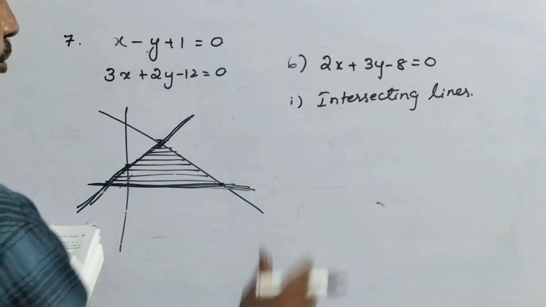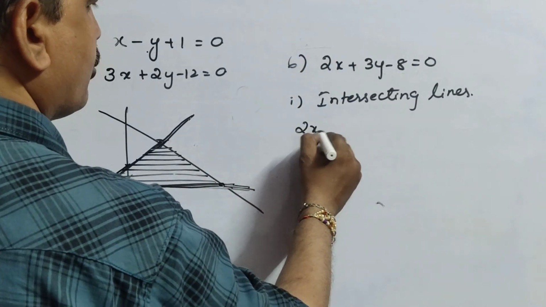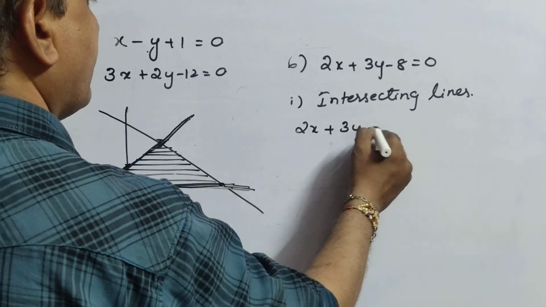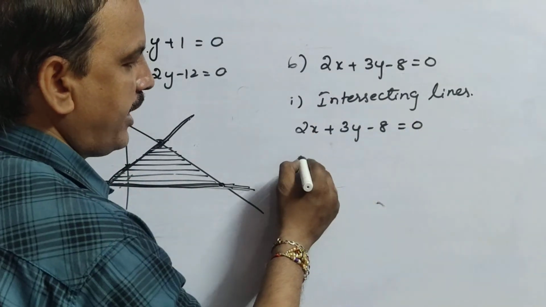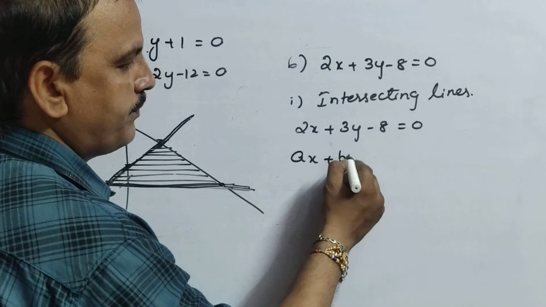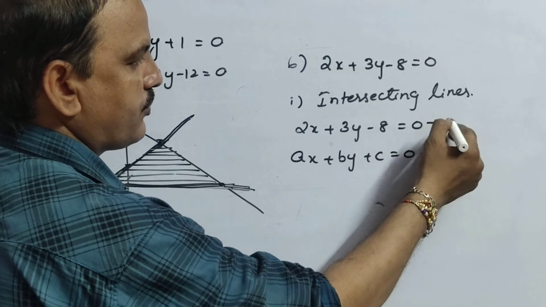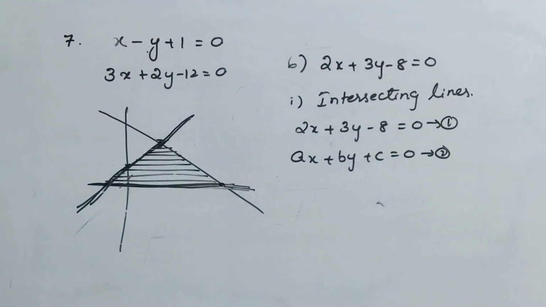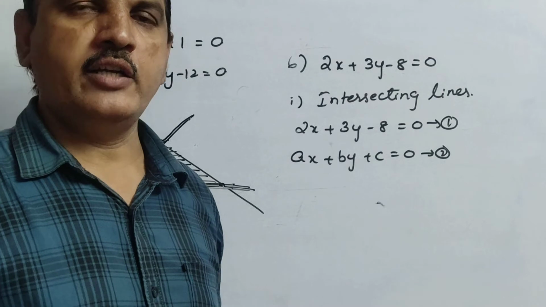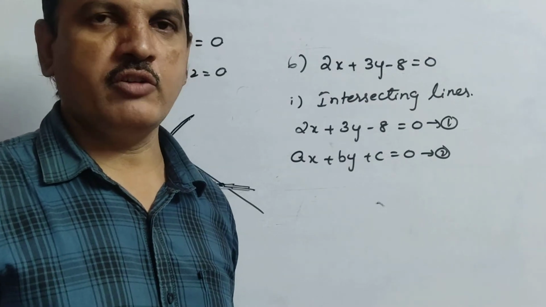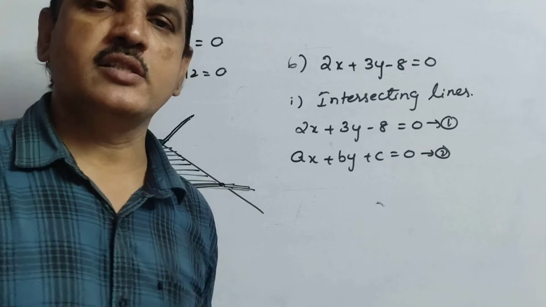But how will you frame the second equation first of all? Here, the given equation is 2x plus 3y minus 8 equals 0. Take the other equation as ax plus by plus c equals 0. This is the second equation and that is the first equation. Intersecting lines means a1 by a2 is not equal to b1 by b2, and c1 by c2 also is not equal: a1 by a2 not equal to b1 by b2 not equal to c1 by c2.